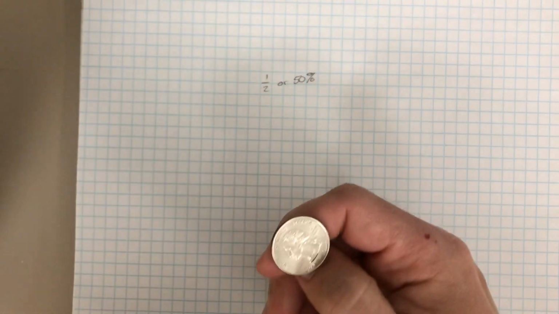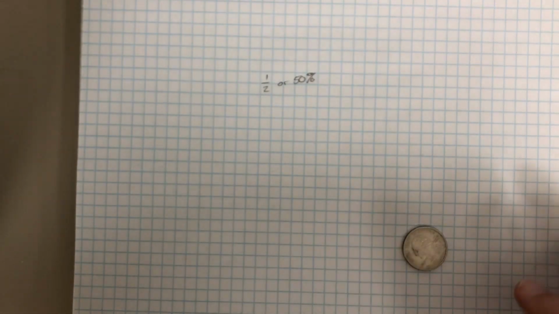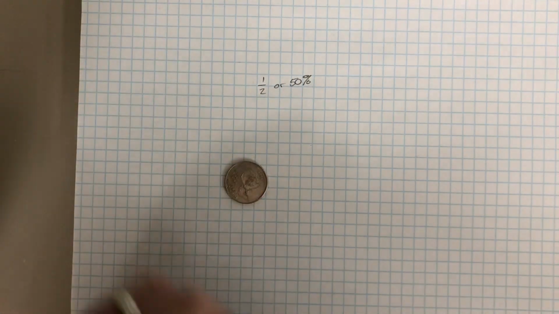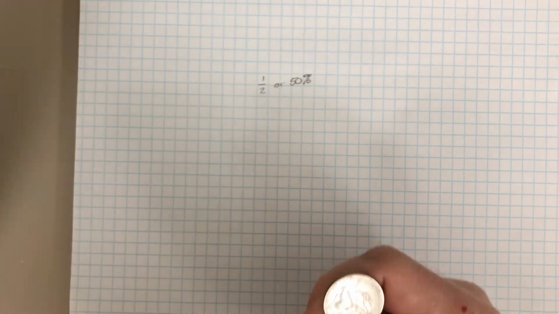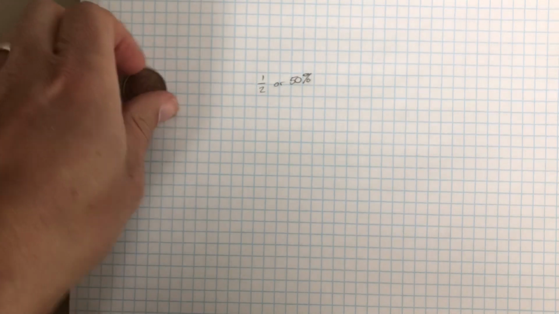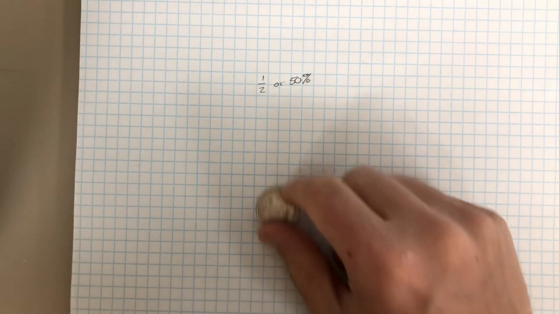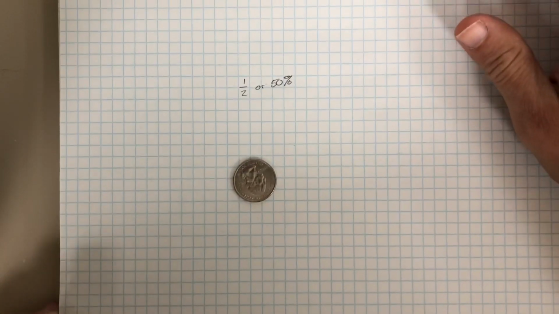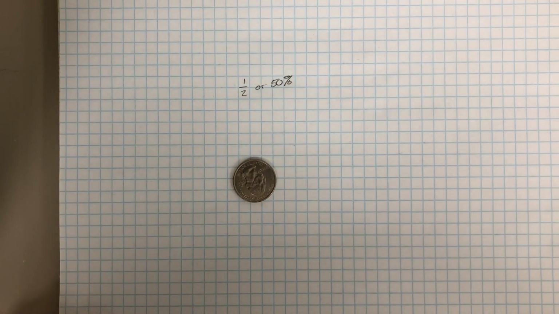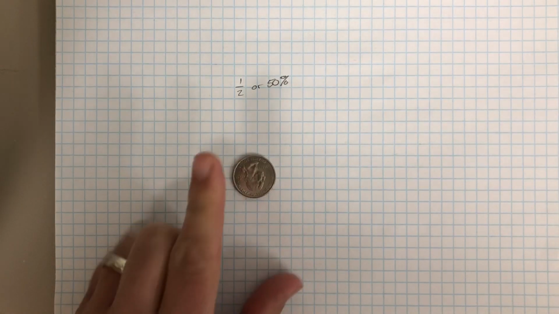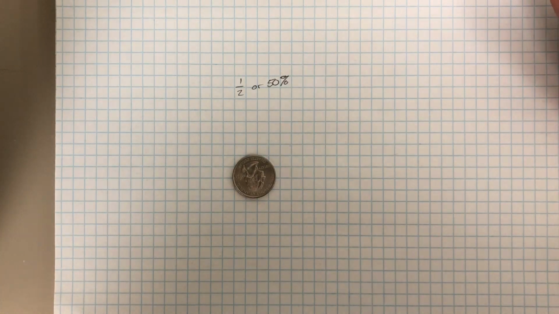Well, let's see. We got heads. So that means this one should be tails. And it is tails. All right. What if I did it again? Heads and heads. Uh-oh. Well, now I've got 3 heads and only 1 tail. So 3 out of 4, or 75% of the time, I've gotten heads. That is the experimental probability.